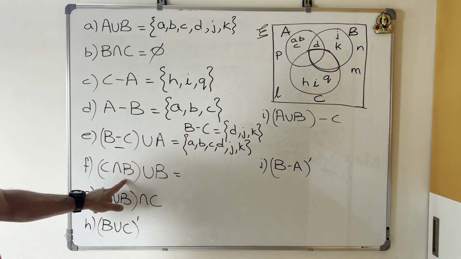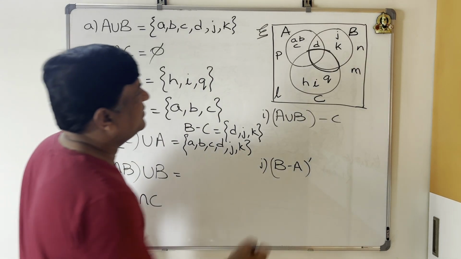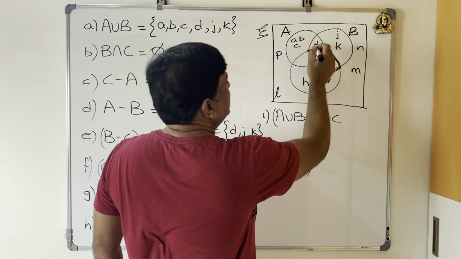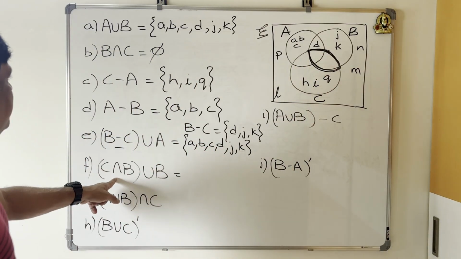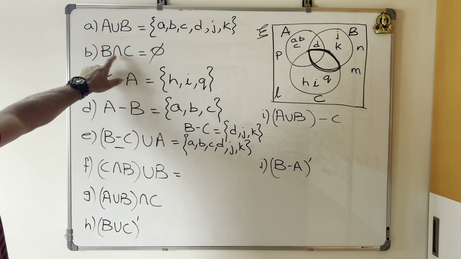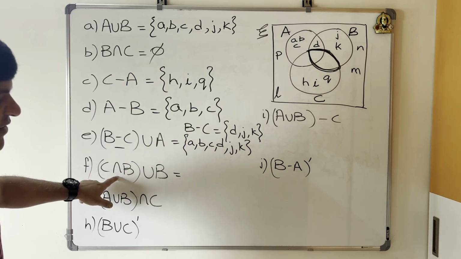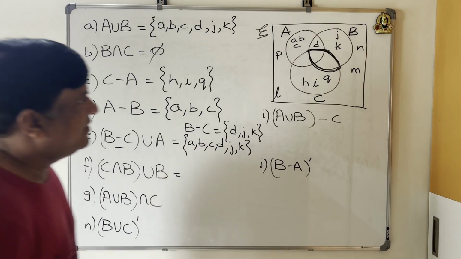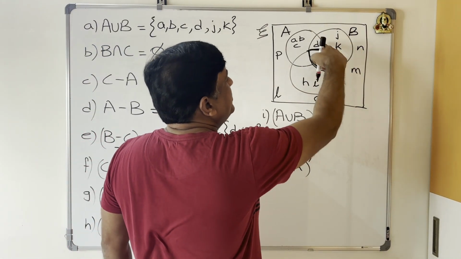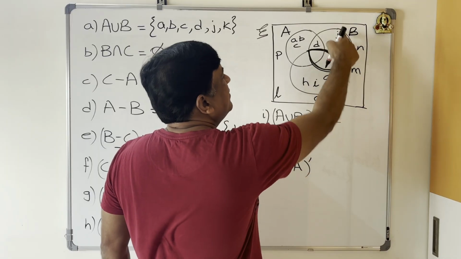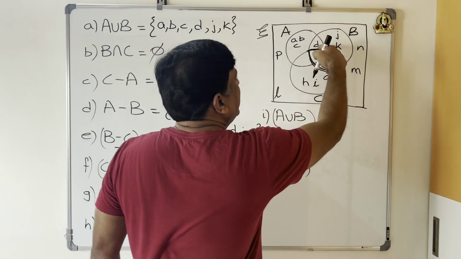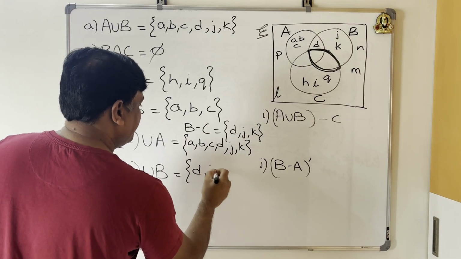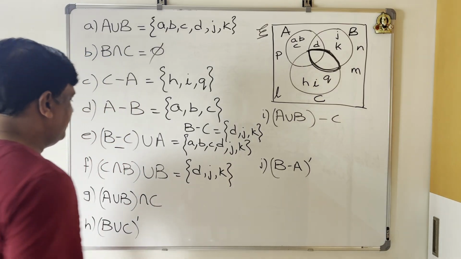Similarly, this one, C intersection B. Do you have anything over here? It's a null set. Look at it. C intersection B is a null set over here, right? B intersection C and C intersection B are the same. Now they are asking us to do a union with B. So what do you have? Null set with B will be J, K, D. Look at it. It will be D, J and K. Simple.